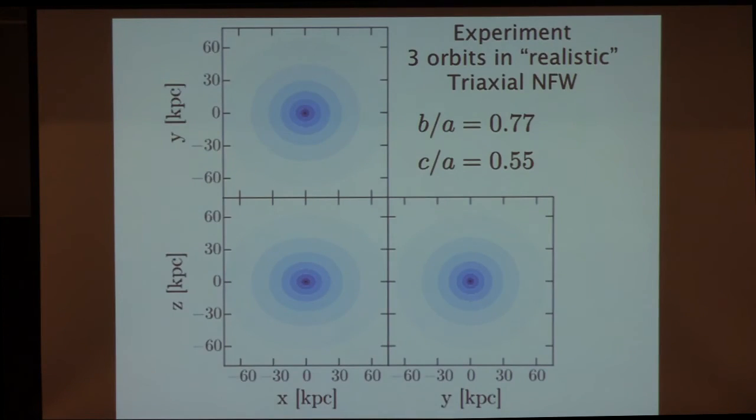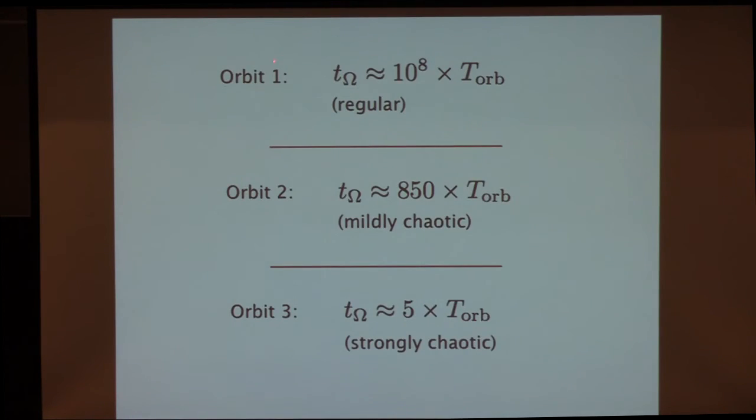And what we did then is we looked at just 3 orbits in what would be called a realistic triaxial potential for a dark matter halo, which is derived from an n-body simulation. So reality in this case is a simulation, it's not the real universe. And we looked at the orbital diffusion times. We looked at 3 different orbits, orbit 1, orbit 2, and orbit 3.